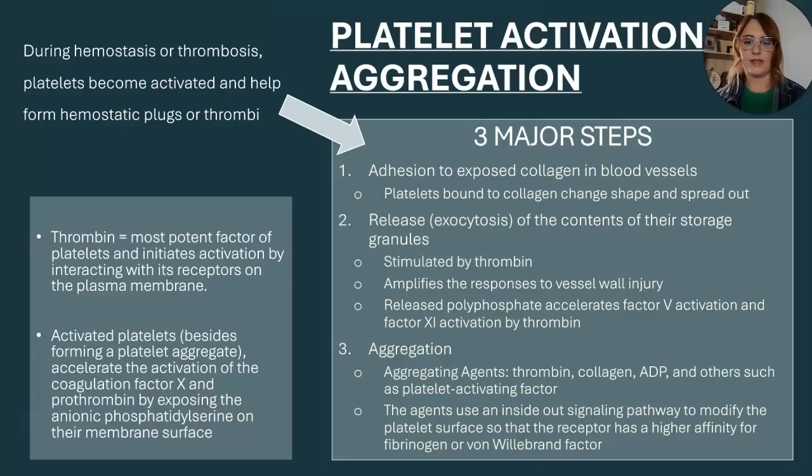Something else to note is that thrombin, which we will later see in the coagulation cascade, is the most potent activator of platelets and initiates activation by interacting with its receptors on the plasma membrane. Activated platelets, besides those forming a platelet aggregate, accelerate the activation of the coagulation factor X and prothrombin by exposing the anionic phosphatidylserine on their membrane surface.